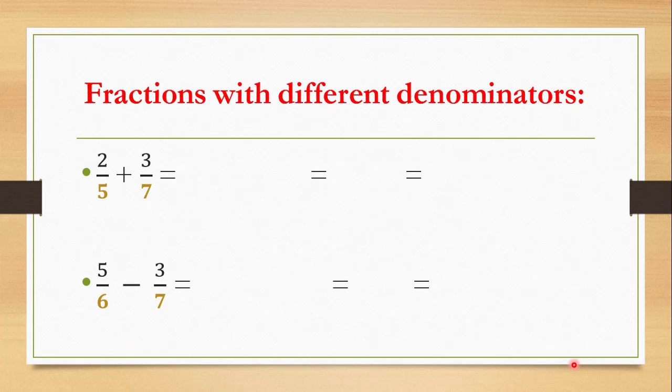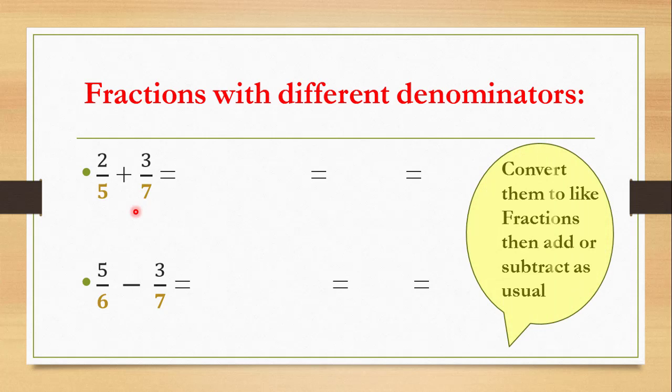Sometimes, as here, we have different denominators or unlike fractions. So we should convert them at first to like fractions, then add or subtract. Okay, so I should convert them to like fractions. Here we have 5 and 7. I'll use a common multiple for the two numbers 5 and 7, which is 35.